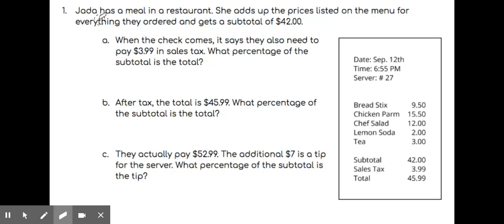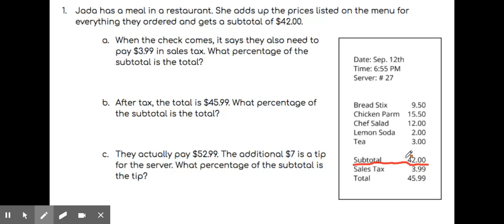Okay, so here's the scenario. Jada has a meal in a restaurant. She adds up the prices listed on the menu for everything she ordered, and she gets a subtotal of $42. The subtotal is the amount before sales tax, so that's her original amount. So when the check comes, it also says she needs to pay $3.99 in sales tax. So this is very much like the last question we answered. I want to know what percentage of the subtotal is the total.